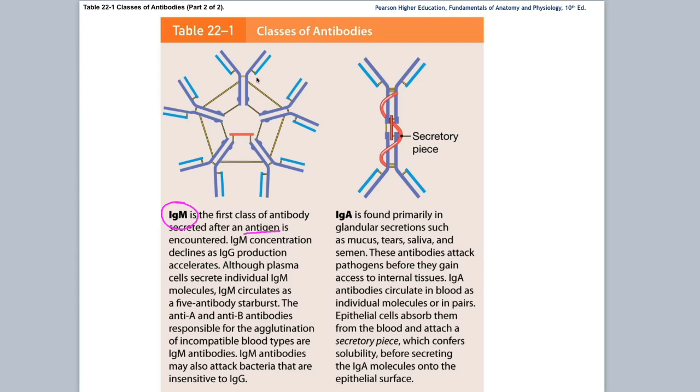During our immune response, we're going to look at this coming up, but first we produce a lot of this, and then our cells start producing more IgG. So IgG and IgM are really important in our immune response. The anti-A antibodies and the anti-B antibodies, remember those we talked about in lab, have this structure as well, anti-A and anti-B antibodies.